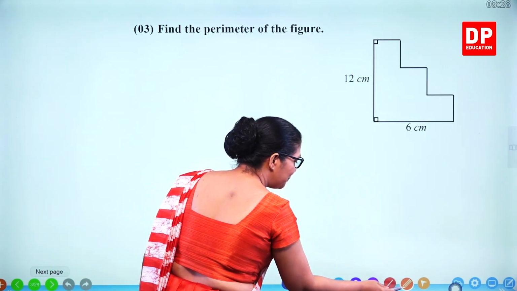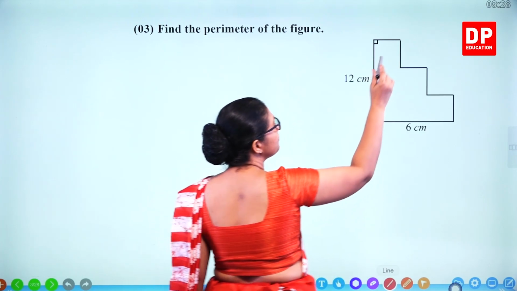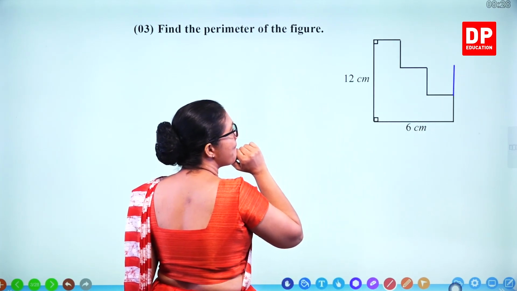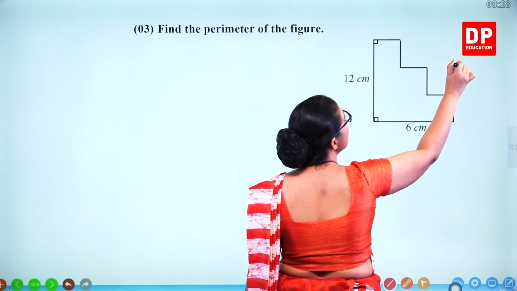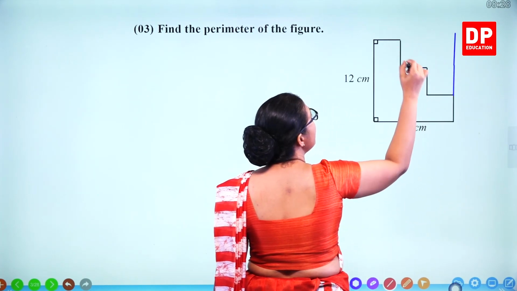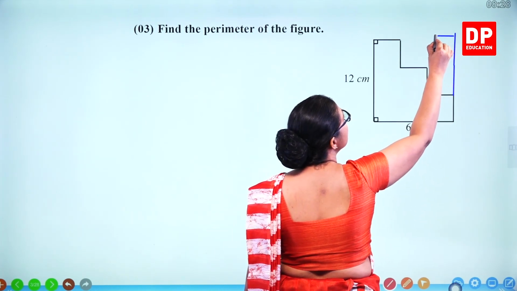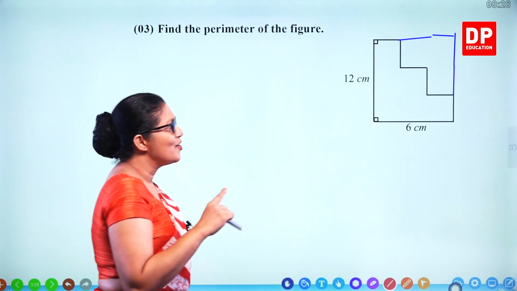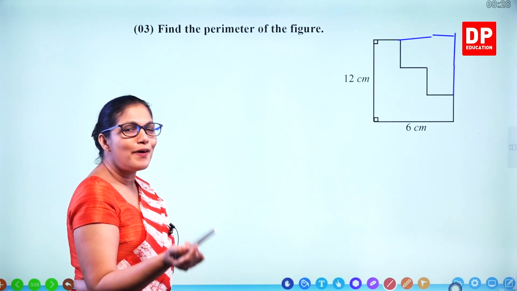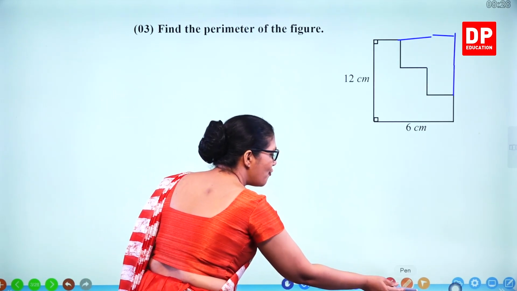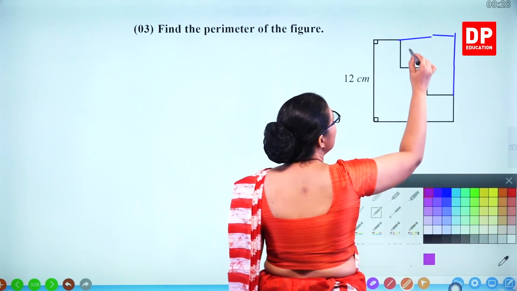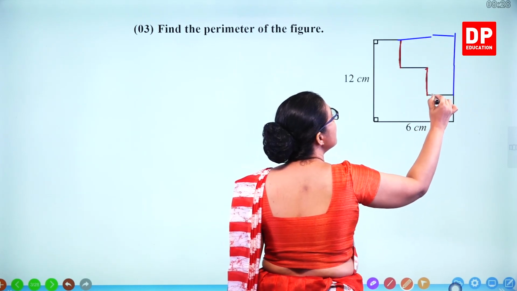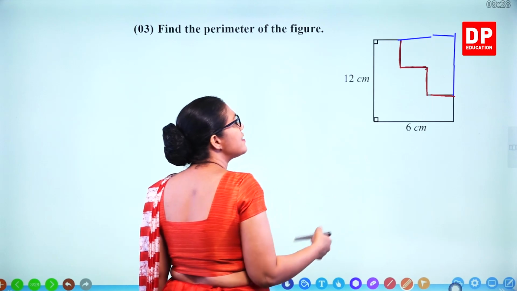Now can you see? When you move this length to this one, you get this one. Move this length here, you get here. And move this length here, you get here. And when you move this one, you get here. So what do you get? You get a rectangle. So perimeter of the rectangle. So when you take the lengths, this, you get here, this and this you get here. So same as this one.